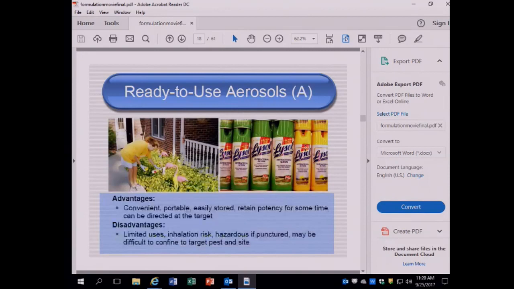Advantages: they're convenient, portable, easily stored, retain potency for an extended period of time, and can be used directly at the target. We're talking about insect sprays. You see a nest at the corner of your porch, and you get a can of Raid or Hot Shot, and you shoot him just like shooting a shotgun. So it says it's limited use, inhalation risk, hazardous if punctured, and may be difficult to confine to a target area or site.